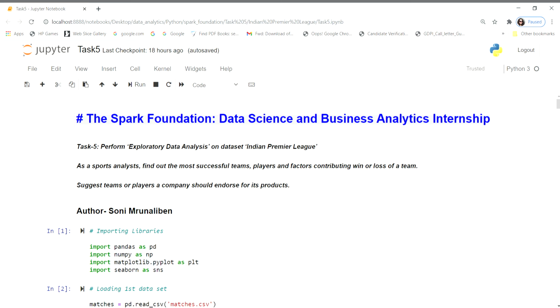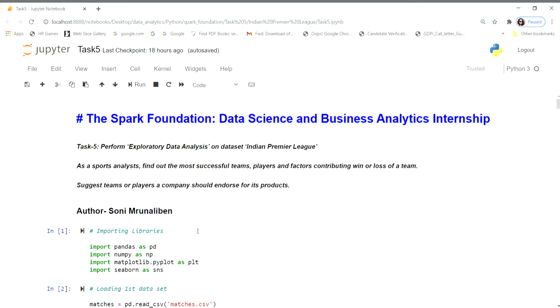Hello everyone, I am doing a task given by the Spark Foundation. My task is to do an EDA on the Indian Premier League dataset, where I need to find out the most successful team, players, and the factors contributing to the win or loss of a team. And I need to suggest some team or players to a company which should endorse its product.